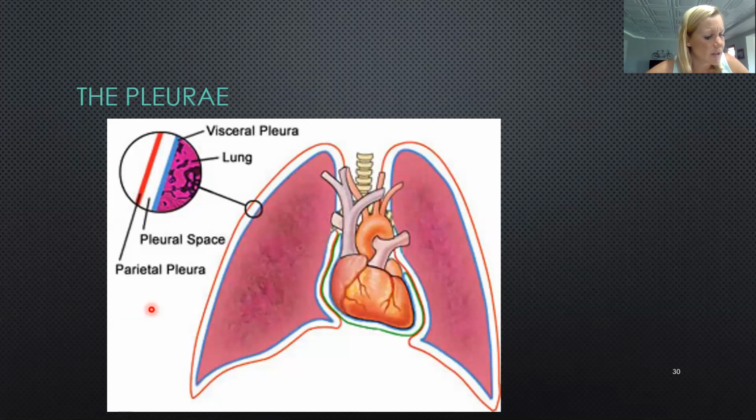Okay, so here you can see that relationship between the parietal pleura and the visceral pleura. Parietal is external and the visceral is internal, and we have that pleural space in between, which has some serous fluid in it. That's going to allow us to prevent abrasion or friction, but it's also going to help us maintain the suctioning power that allows us to keep our lungs inflated.